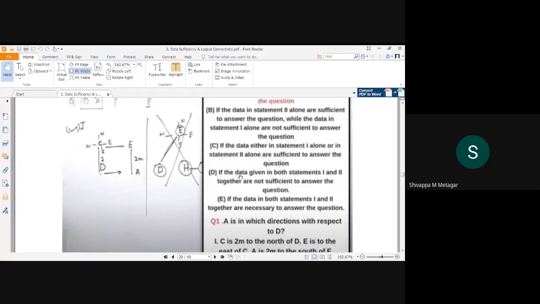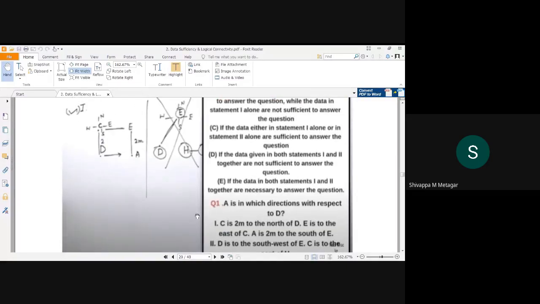See, the answer is: first they have given C is 2 meters to the north of D. So this point C is 2 meters to the north of D. Next point, E is east of C. A is 2 meters to the south of E. From E to A is 2 meters south. In this south direction they have given.